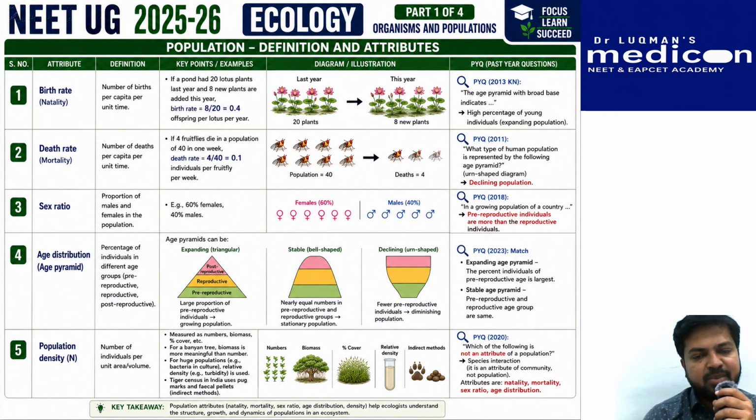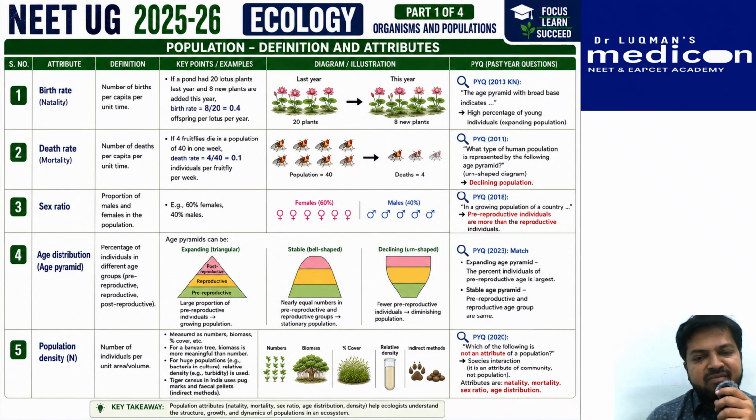Previous year questions. Let's see the previous year question parts here. The age pyramid with broad base indicates a higher percentage of young individuals, expanding population. So this is the previous year question. In the same way, what type of human population is represented by the following age pyramid? Declining. If the shape is urn, then it is declining. In a growing population of a country, pre-reproductive individuals are more than the reproductive individuals. That is called as growing, that is expanding. Expanding age pyramid, the percentage of individuals of reproductive age is largest. Stable age pyramid in which pre-reproductive and reproductive age groups are the same.